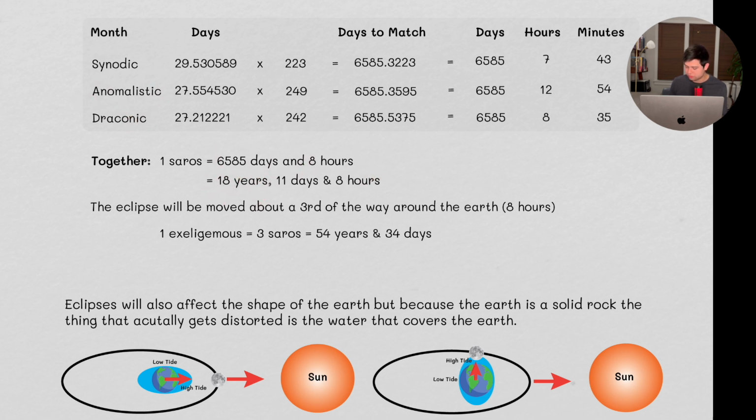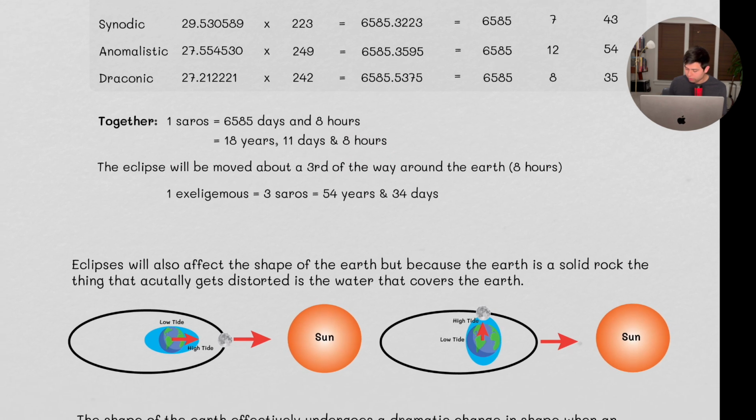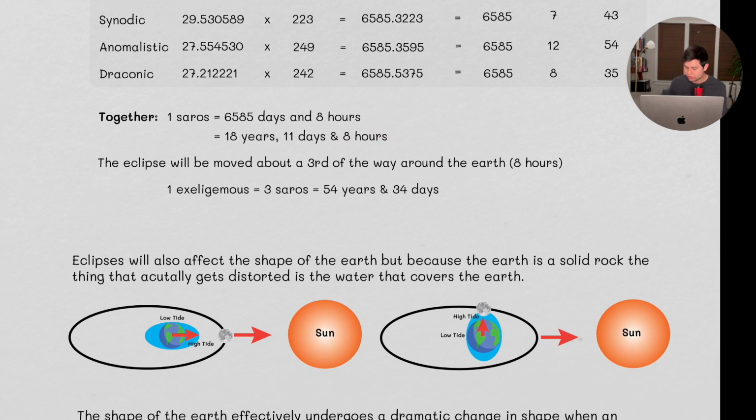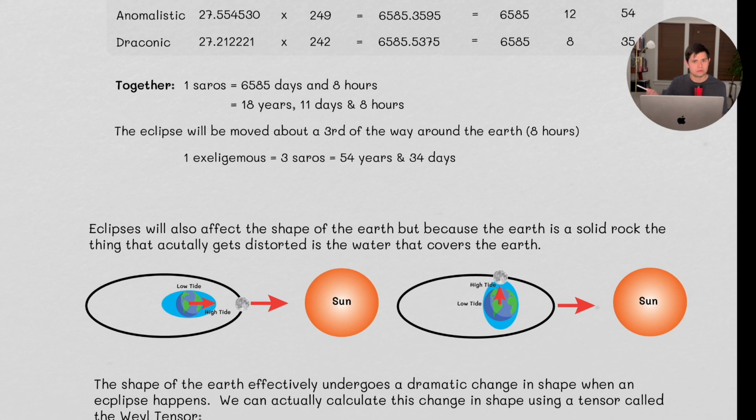So what does this convert into? This converts into 18 years, 11 days, and 8 hours. Well, this isn't going to be the amount of time you would see the eclipse arrive at the exact same spot. Say I observed the eclipse now, theoretically in 18 years, 11 days, and 8 hours, the solar eclipse will happen again, but because of this 8 hours, it travels a third of the way around the Earth, because one rotation of the Earth is 24 hours, and 8 hours is a third of that.